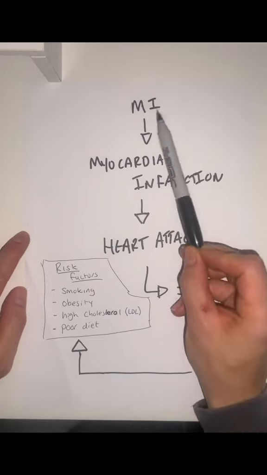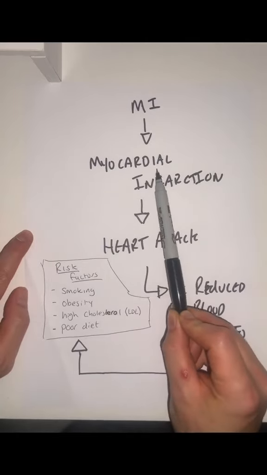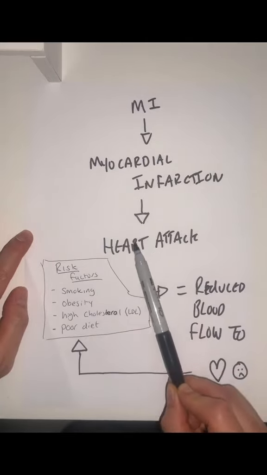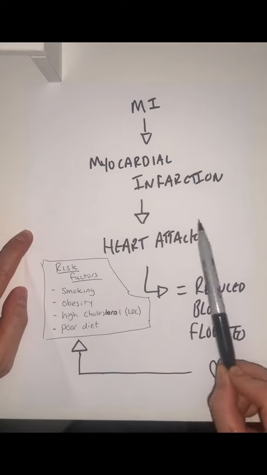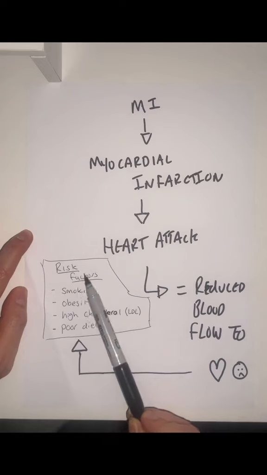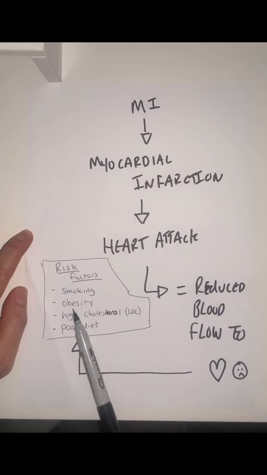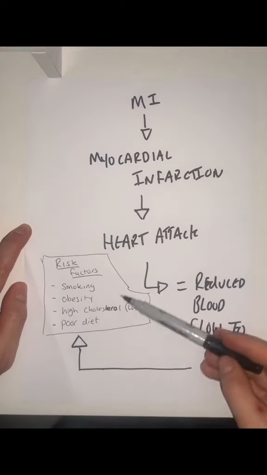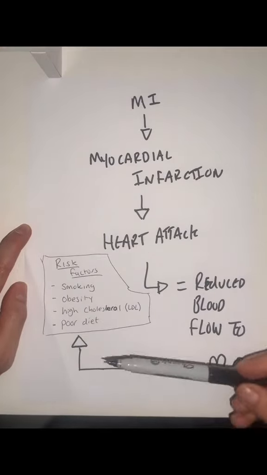So an MI, like I said earlier, means myocardial infarction, which in simple terms means that the patient is having a heart attack. This means reduced blood flow to the heart, and the risk factors are smoking, obesity, high cholesterol, and in particular your LDLs, and a poor diet. There are plenty more risk factors for you to look at as well, but I recommend you have a look at those in your own time.